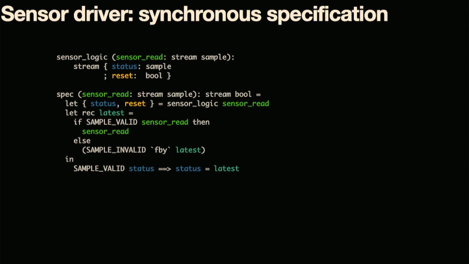And we can rewrite the property to say that we'll define the latest valid reading from the sensor read. And we say if the current sensor reading is valid, we take that value. Otherwise, we take the previous latest reading. Or if there's none, we just take the invalid, right? And now our property says if the status we get from the driver is valid, then the status agrees with our latest reading.